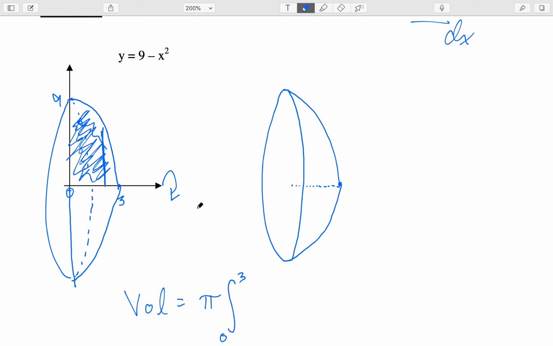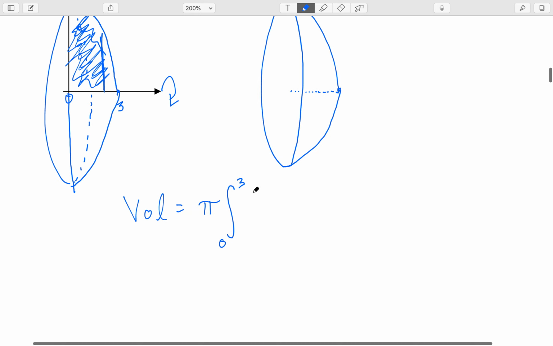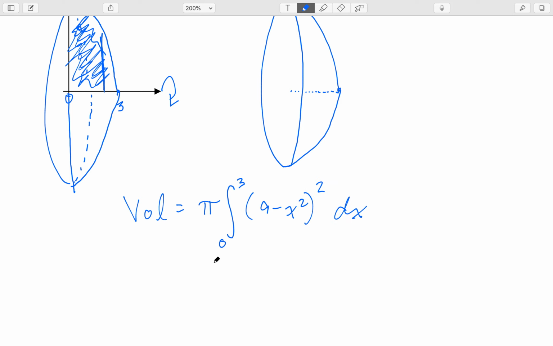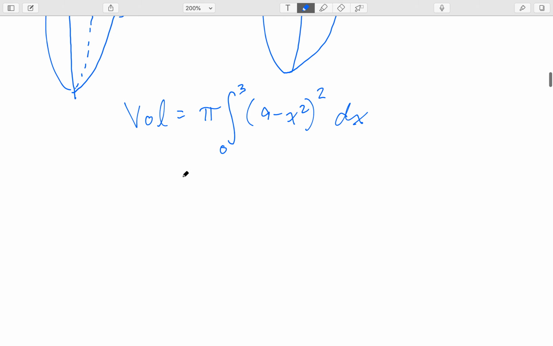Y is equal to 9 minus x squared. So it's going to be the function, 9 minus x squared, squared, dx. Done. That's it. Now it's just a matter of let's figure this out. Now, pi, I know that this is from 0 to 3. This is really going to be 81 minus 18x squared plus x to the power of 4 dx.